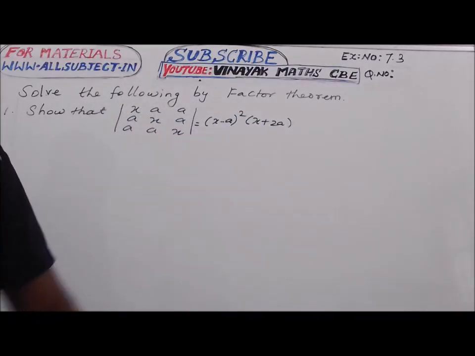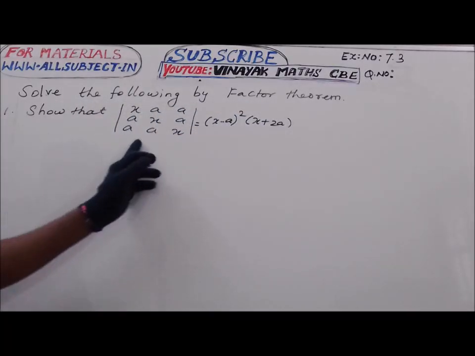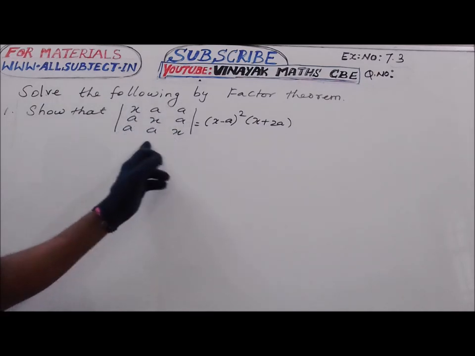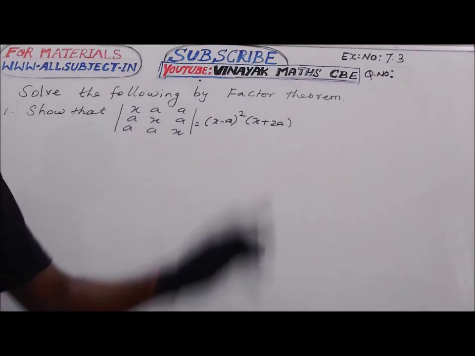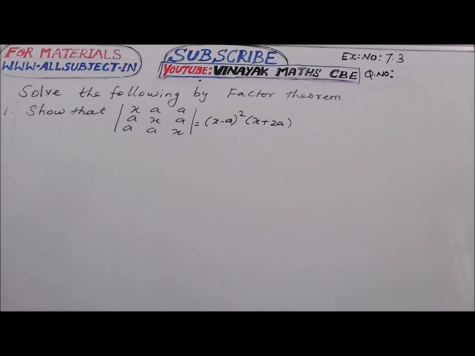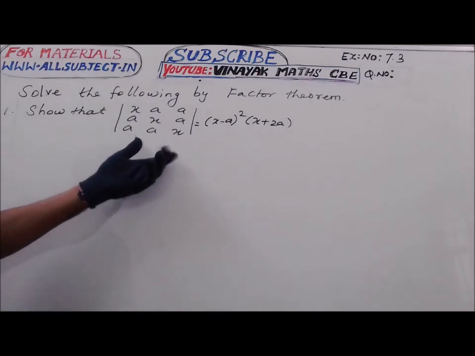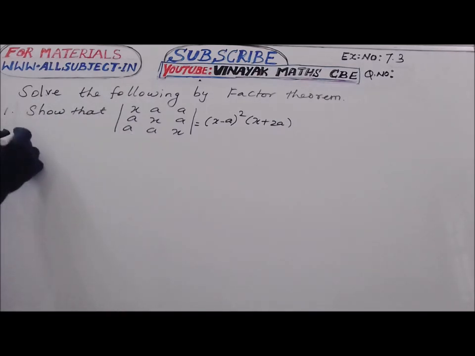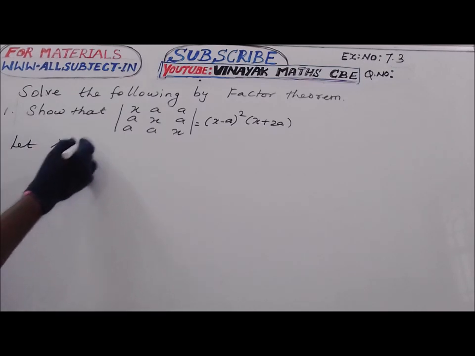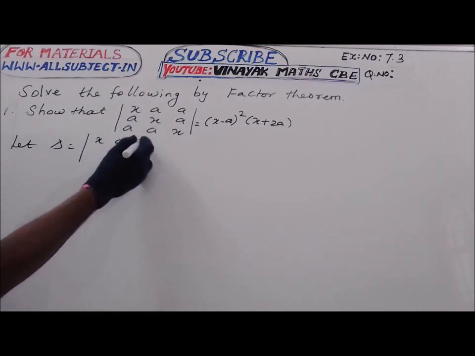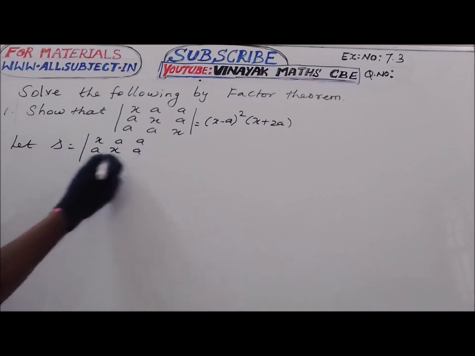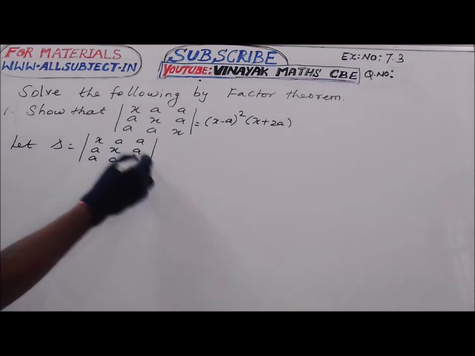Solve the following by factor theorem. Show that the determinant of x a a, a x a, a a x is equal to (x minus a) whole square into (x plus 2a). Now, let delta equal to the given determinant x a a, a x a, a a x.